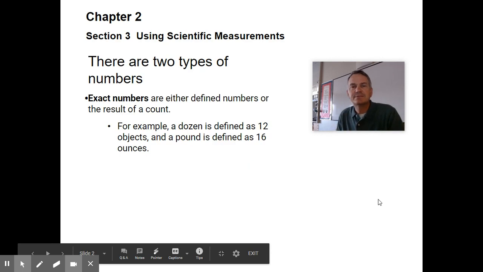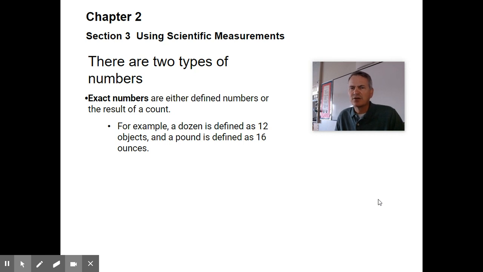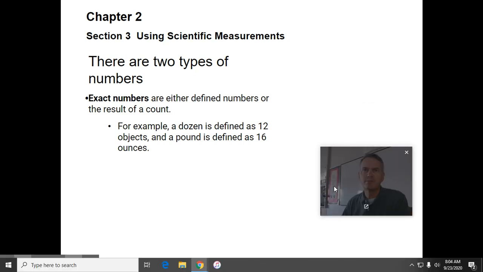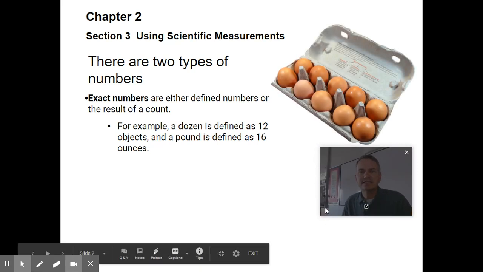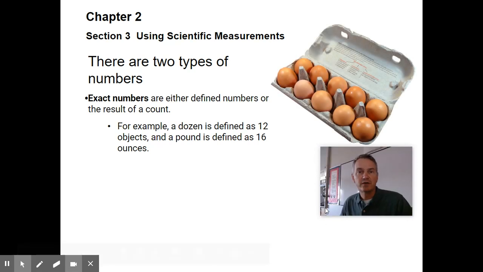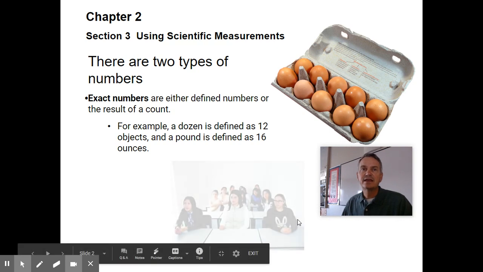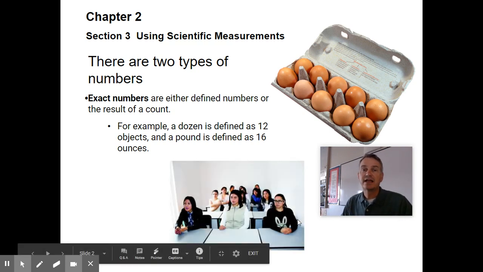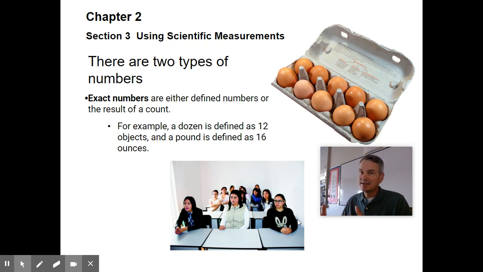First off, there are two types of numbers. There are what we call exact numbers, and exact numbers are defined numbers or the results of a count. So for example, if we have a dozen eggs, there's no debating that. There's 12 eggs, okay? Same thing, I can count the number of students in a class, and there's no debating that. As long as we can count, we're going to assume that that is accurate. So those are examples of exact numbers.